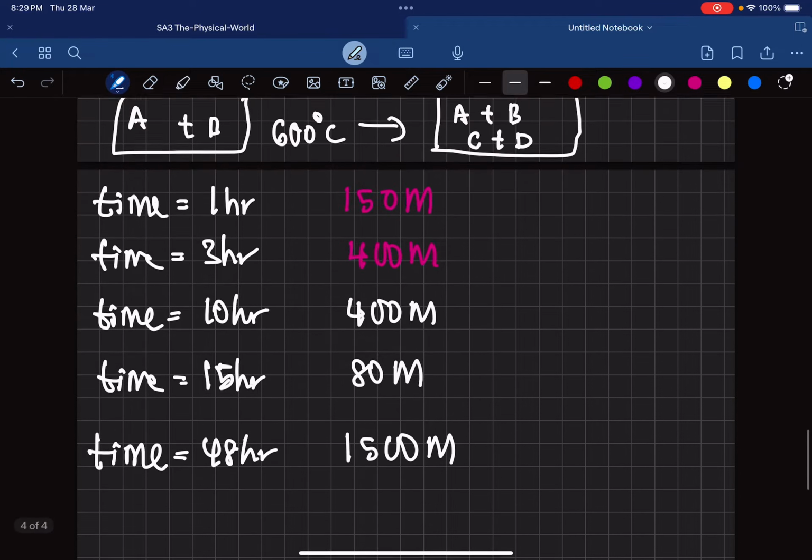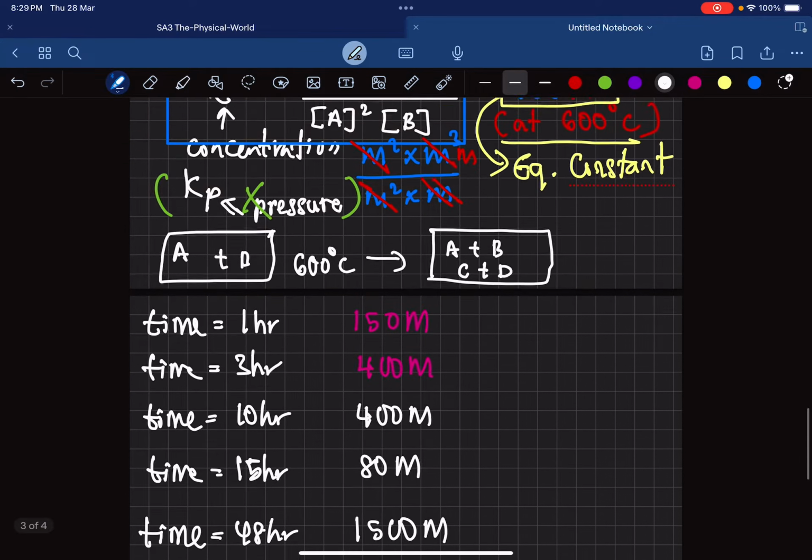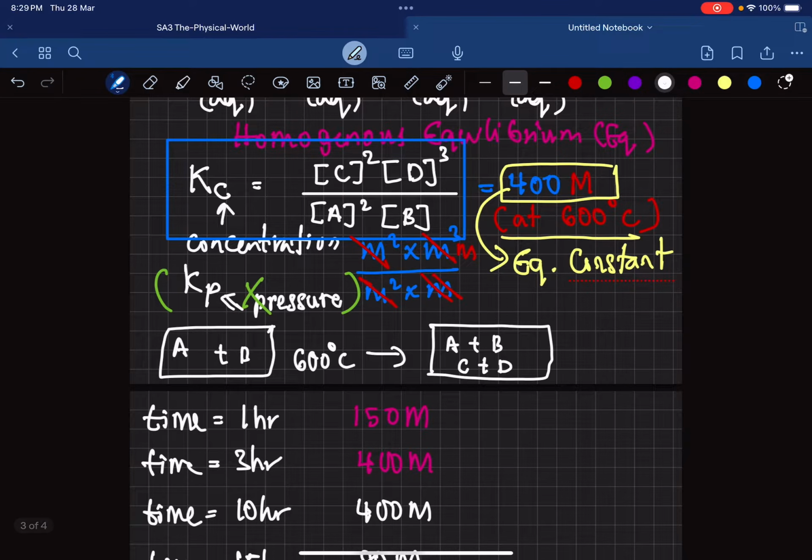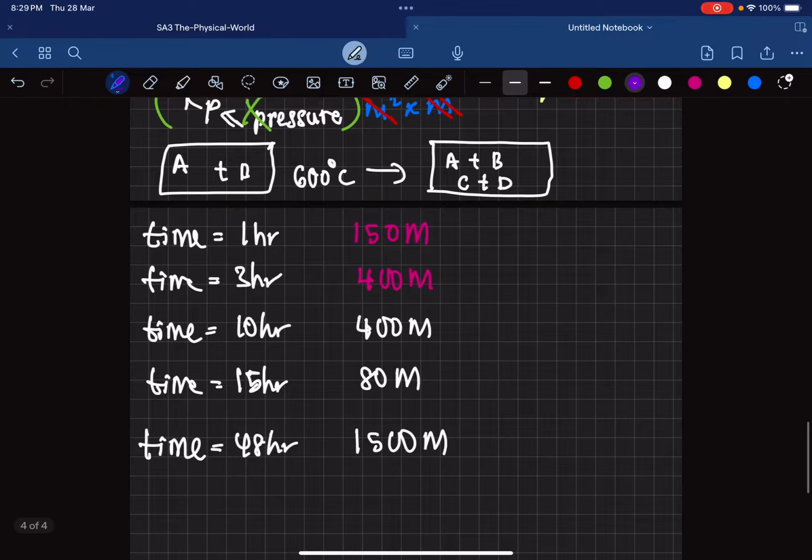Okay, so what I want to tell you is, if you look at the original equation here, I wanted you to notice when the system is at equilibrium, the value is 400. So I can tell you at these two times, the system was at equilibrium. Okay, the system was at equilibrium. That means the value is 400.